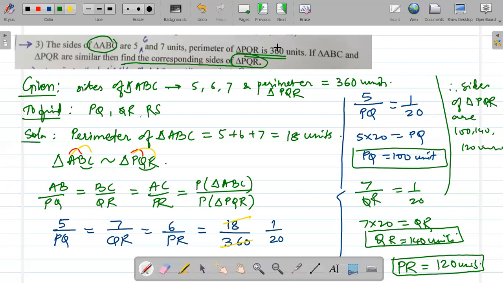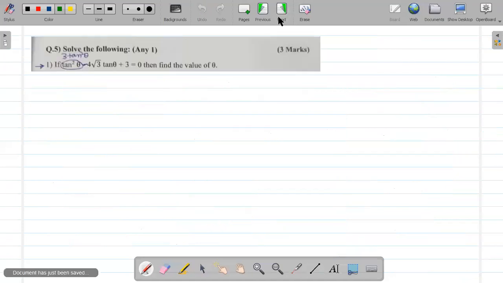Okay, let's move on to next question. This is a question from what they call HOT, higher order thinking problem. Here the 3 was missing. One correction in this question, 3 was missing.